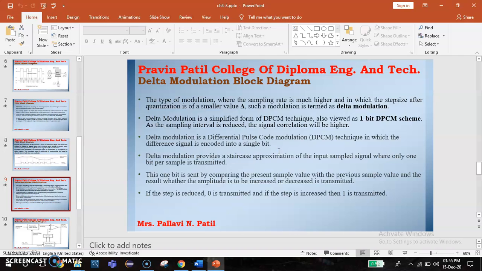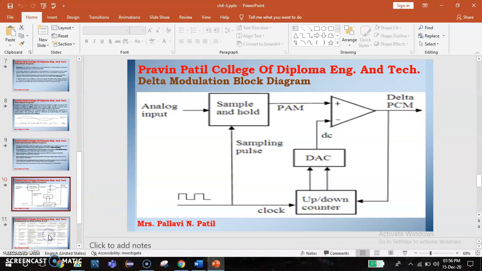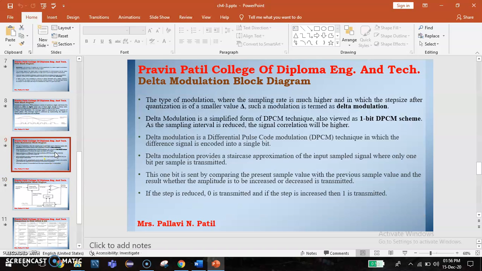The next is the delta modulation block diagram. When the sampling rate is higher and the step size after quantization is a smaller value, delta, such a modulation is termed delta modulation. Simply, delta modulation is derived from the DPCM technique, also viewed as a 1-bit DPCM scheme. With a reduced sampling interval, the signal correlation will be higher.